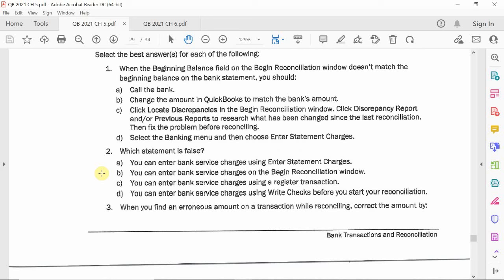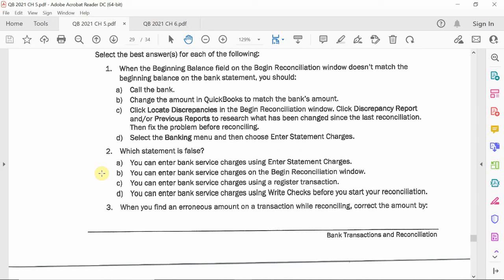A. You can enter in bank service charges using the enter statement charges. Yes, that is false, because again, what does statement charges do? Statement charges is when you want to charge your customers money. So that has nothing to do with your bank service charges.